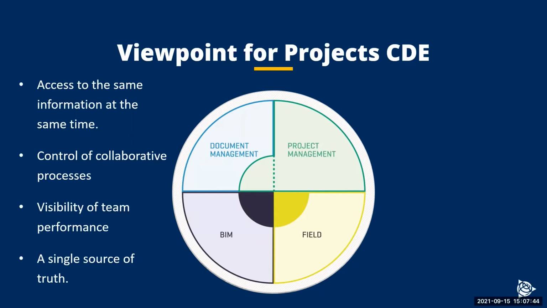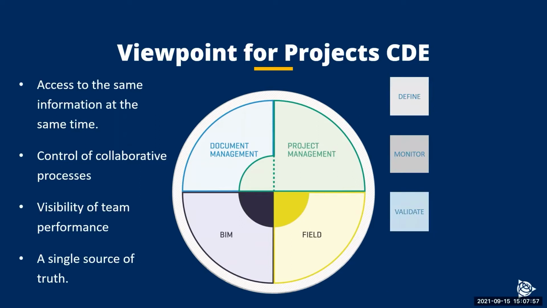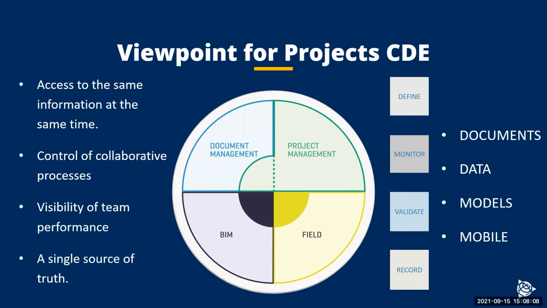And this is the idea that it is, for each participant, their single source of truth for a particular stage of work. For all of your work, you can define what is going to be required, monitor whether it's actually being delivered, validate the information coming in, and record. That's that golden thread of information: record who has done what and when. And it's really important to say this is not just for files or documents, but for data and models, and of course out in the field.